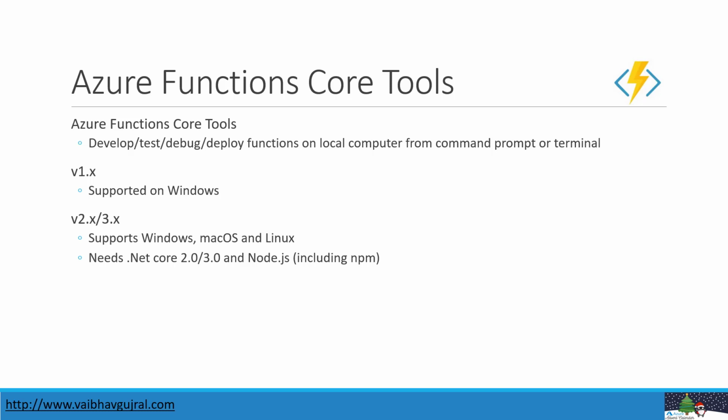There are three different versions of Azure Functions Core Tools: version 1.x, version 2.x, and version 3.x. Version 1.x is supported only on Windows, whereas version 2.x and 3.x are based on .NET Core, and they support Windows, Mac OS, and Linux. They also need Node.js, including NPM.